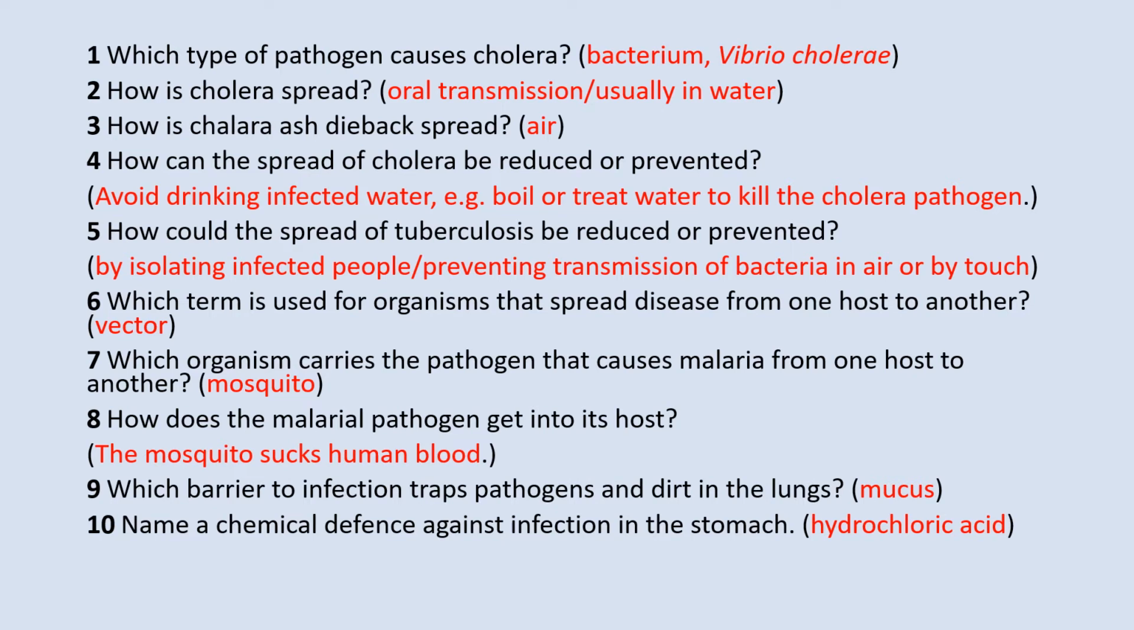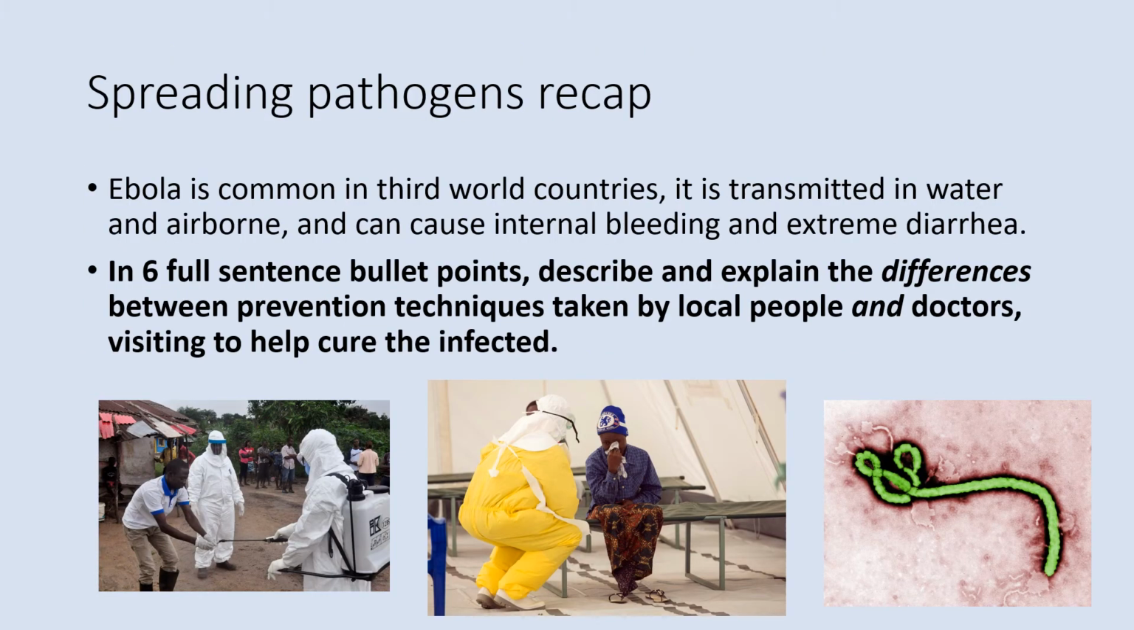Right, moving swiftly on. Spreading pathogens. So a bit of a recap. We've got the three images there representing the Ebola virus. It is a very common third world country virus. It's transmitted through water and through air, and causes some nasty side effects.